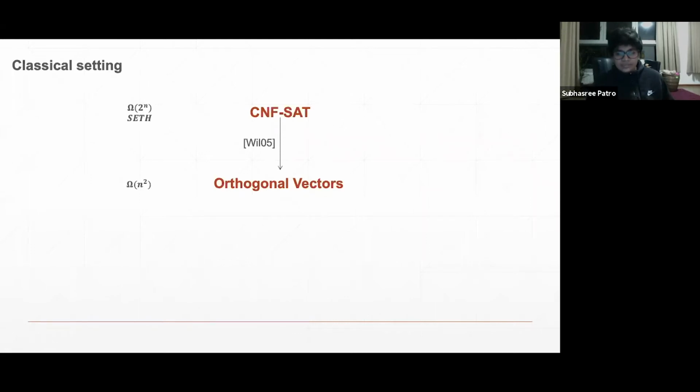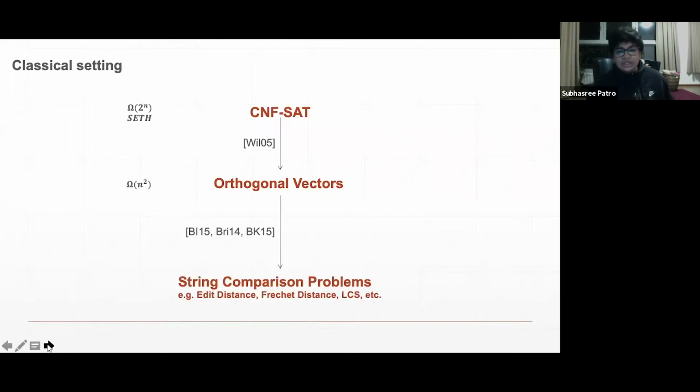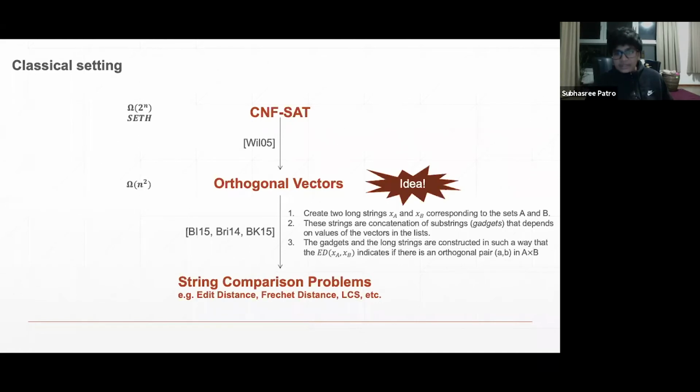Now, another interesting thing that happened was, this orthogonal vectors problem became very useful in proving lower bounds for other string comparison problems. For example, edit distance, Fréchet distance, LCS, and all. And that reduction was also really interesting. By the way, this reduction was first given by Backurs and Indyk, and then it was generalized by Bringmann and Künnemann.